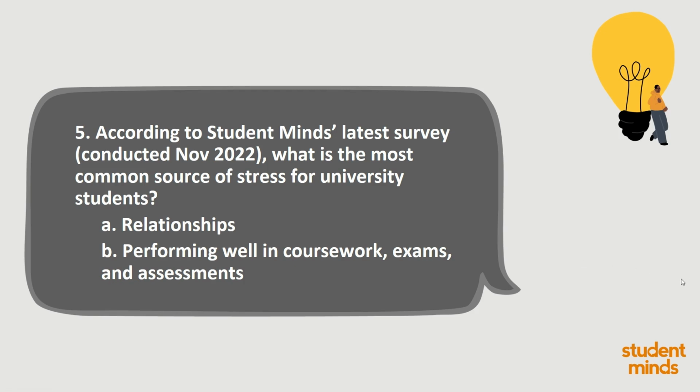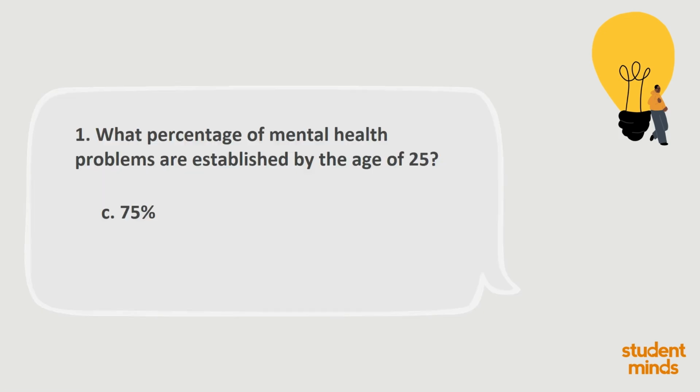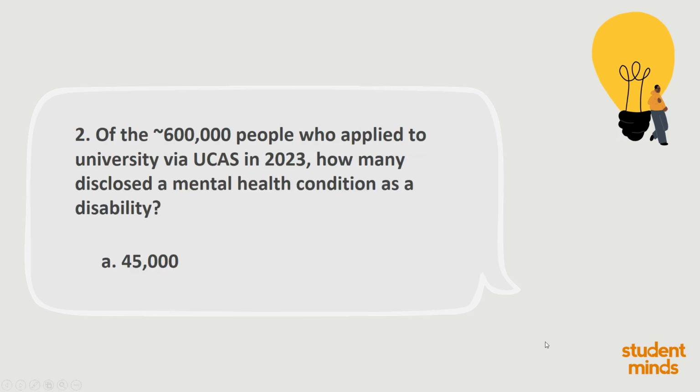Let's have a look at some of the answers. So the answer to question 1, what percentage of mental health problems are established by the age of 25, is C, 75%. Question 2, of the 600,000 people who applied to university via UCAS in 2023, how many disclosed a mental health condition as a disability? And that was A, 45,000 students.